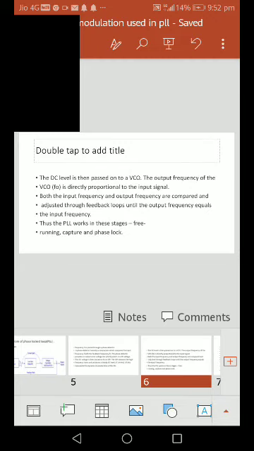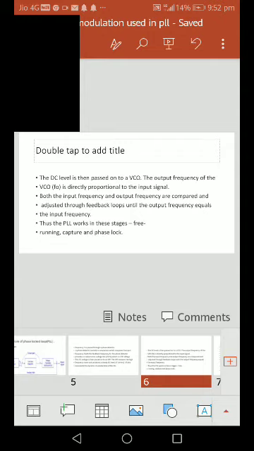Then the DC level is passed on to the voltage controlled oscillator VCO. The output frequency of the VCO, f0, is directly proportional to the input voltage, controlling the signal voltage levels. Both the input frequency and output frequency are compared and adjusted through the feedback loop until the output frequency is equal to the input frequency.